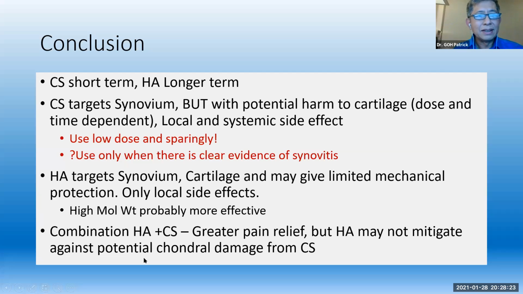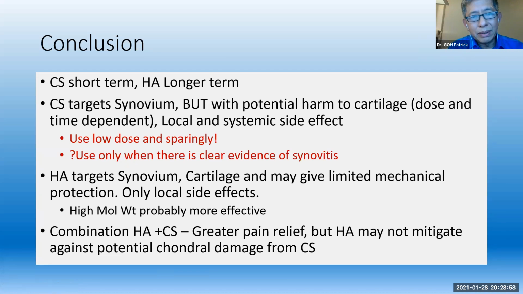Let's move to the next slide. So in conclusion, corticosteroids probably have a shorter-term effect on osteoarthritis, hyaluronic acid longer term. When you think of cortisone, corticosteroid injection, we are targeting the synovium, but bearing in mind there's potential collateral damage to the cartilage, which is dose and time dependent. There could be local and systemic side effects. And I would only use it if I was convinced there's clear evidence of synovitis as the main cause of pain. Because as you know, in osteoarthritis, the pain is not all about synovitis.